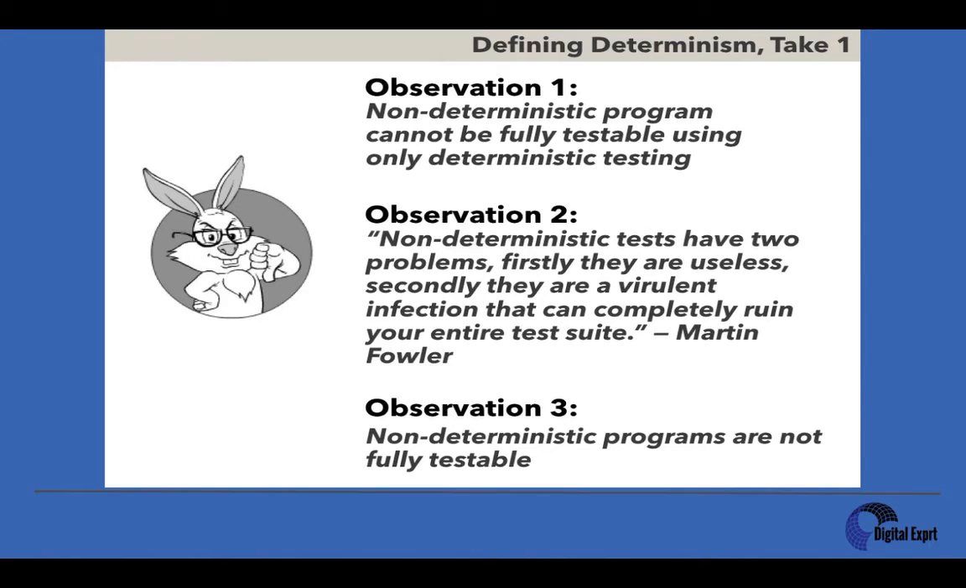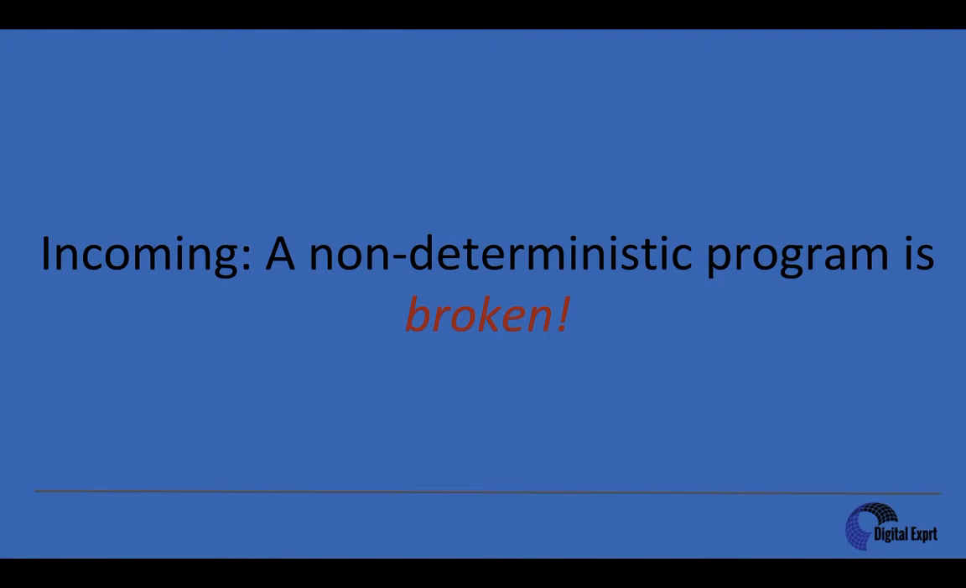And finally, observation number 3 is that non-deterministic programs are not fully testable. This is alarming, because we have this bad news coming at us that a non-deterministic program is broken. And as software engineers, we are not comfortable. We feel uneasy about this situation because we don't want to be shipping something that is broken, something that we cannot test, something that we're just hoping and praying will work. That will not cause us any headache.